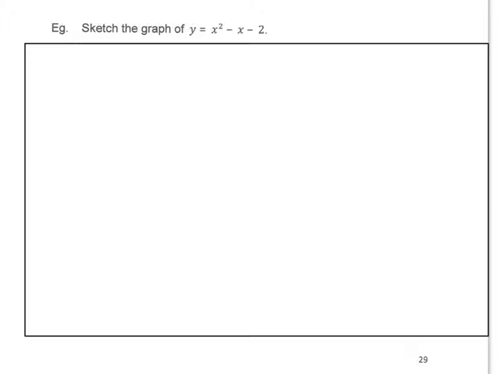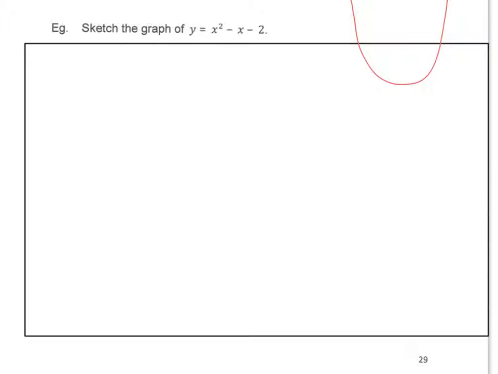The one we're going to look at sketching here is y equals x squared minus x minus 2. So we know it's a quadratic to start with. We know it's a positive quadratic, so we should know that the shape is the general U shape. So a positive quadratic looks like that. So it's a starting point. You need to know the general shape, so that once you've done the working out, you know if the shape's correct.